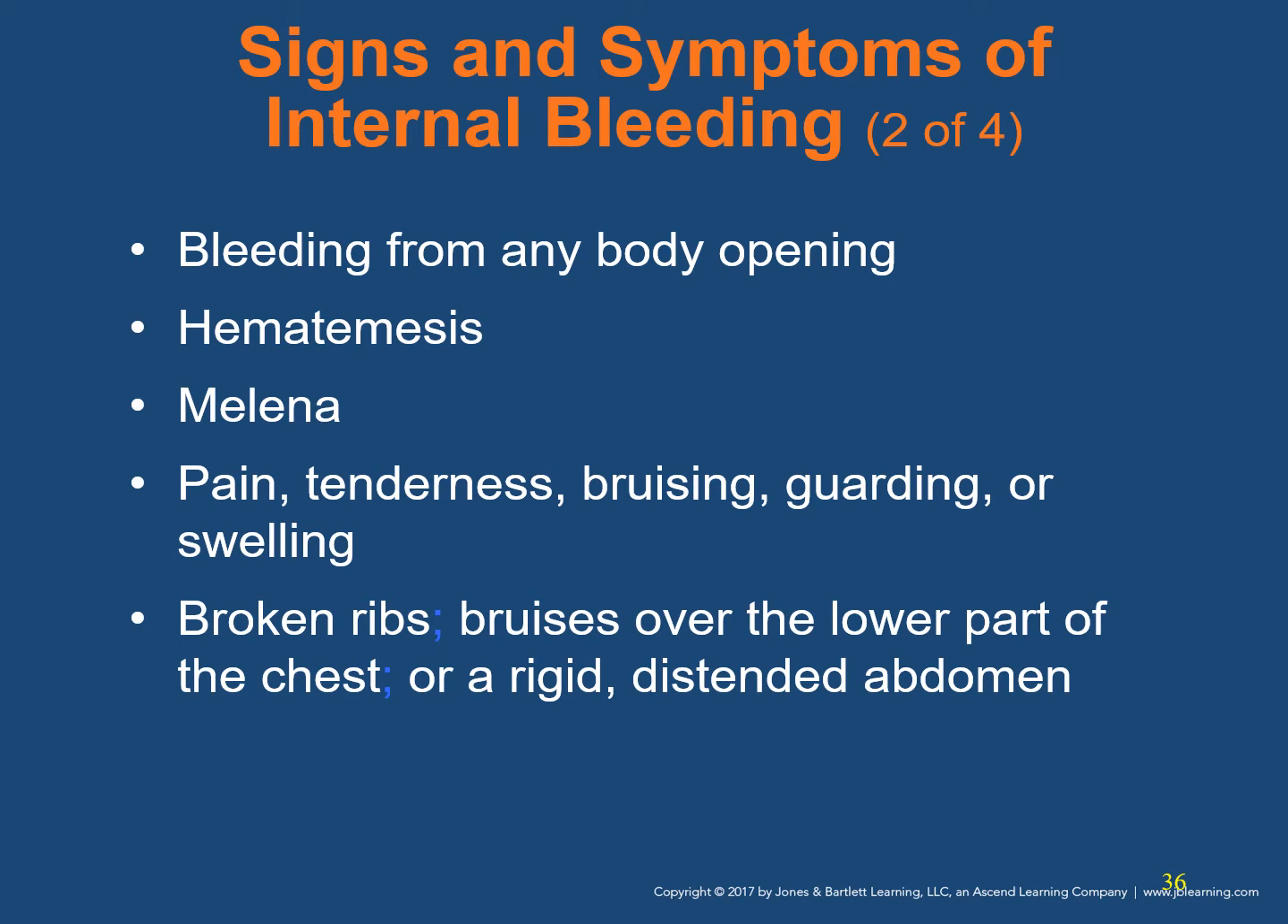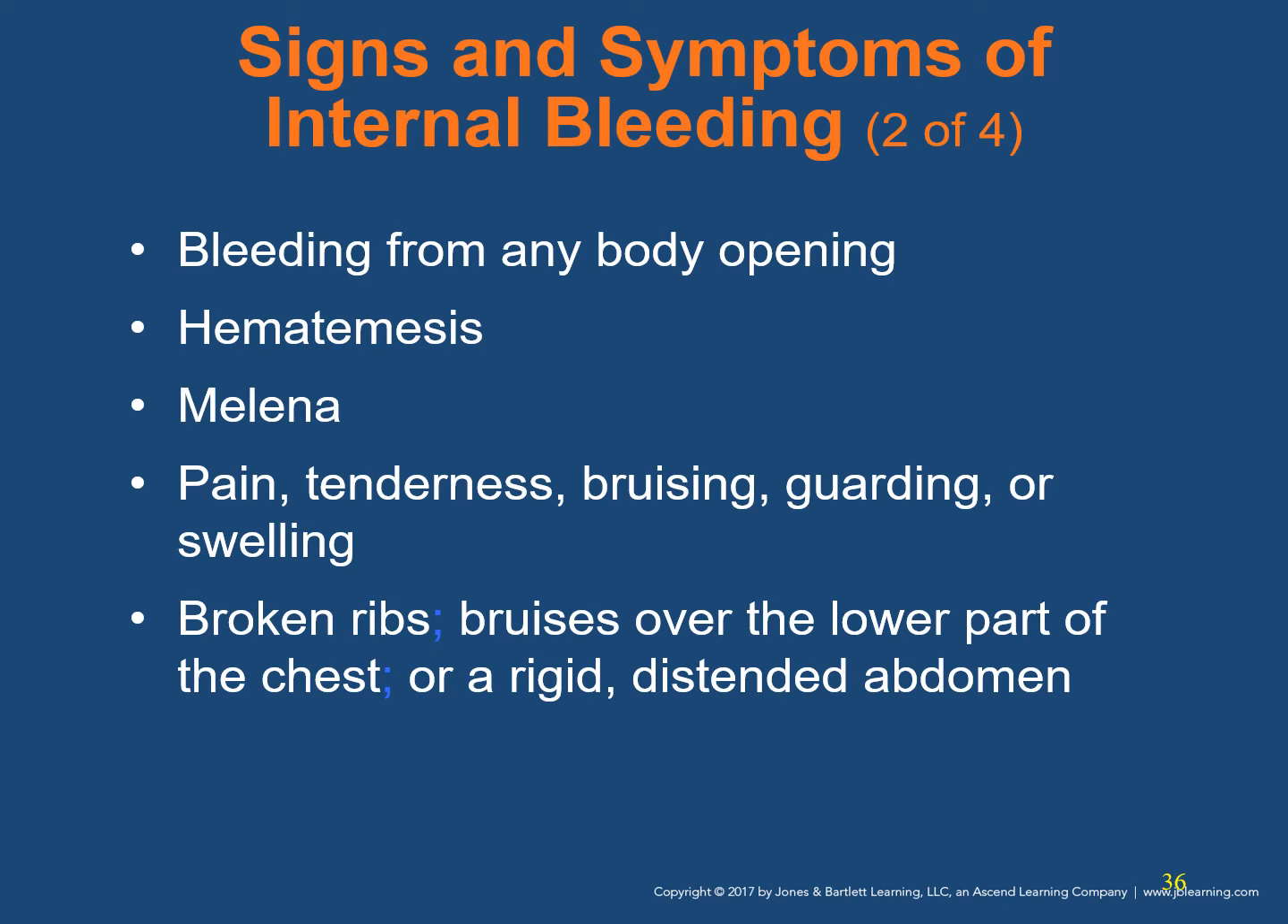Bleeding from any body opening. Bright red bleeding from the mouth or rectum. Hematuria, blood in the urine. Non-menstrual vaginal bleeding. Hematemesis is vomited blood, bright red or dark red, with a coffee grounds appearance. Melena, black and foul-smelling tarry stool with digested blood.